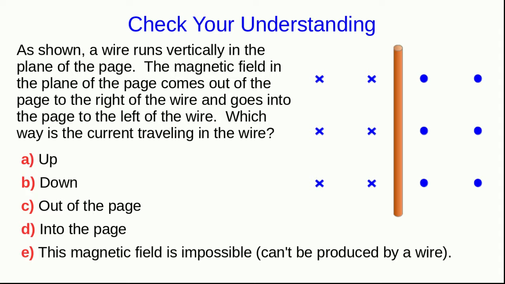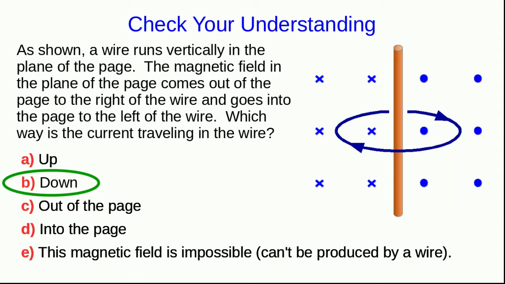Well, if you're having trouble, you should visualize the rest of the field. What are the circles that these field vectors are part of? And in the perspective drawing, they would look something like this. And so now, if you curl the fingers of your right hand and match them up with that circle, you'll find that your thumb has to point down to do so.